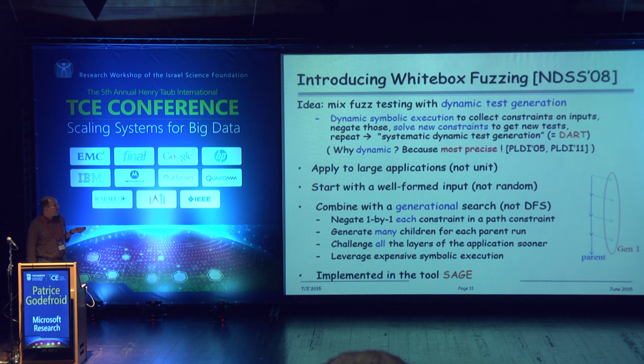So compared to prior work at the time, the emphasis here is on large applications like PowerPoint. It's not for unit testing. We're going to steal some tricks from the fuzzing community, like starting from well-formed inputs, which is going to give us much better coverage from the beginning of the search, and use techniques leveraging symbolic execution that are very expensive. I'm going to come back to this in a minute. And so this was implemented in this tool, SAGE, that I'm talking about here.